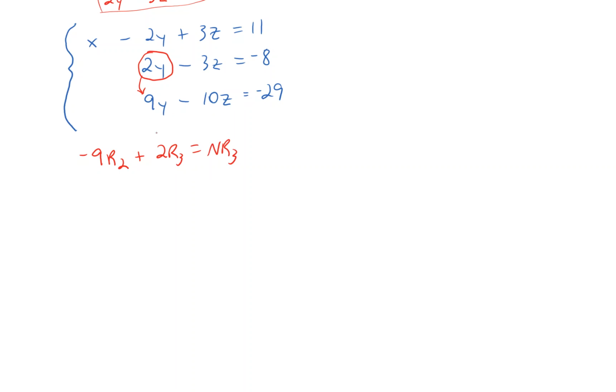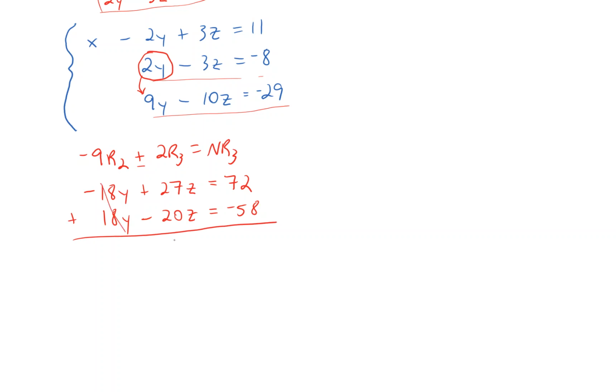So negative 9 row 2. I need to multiply row 2 by negative 9. It's going to give me negative 18y plus 27z equals 72. And I'll add to that 2 times row 3. So I'll take row 3 times 2, which is positive 18y. You can see these are going to cancel, which is what we want. Minus 20z equals negative 58. And I need to add those together.